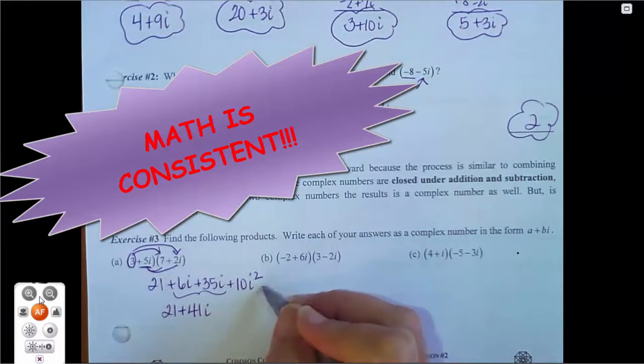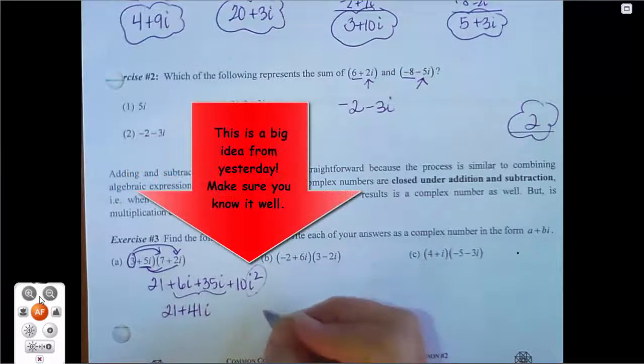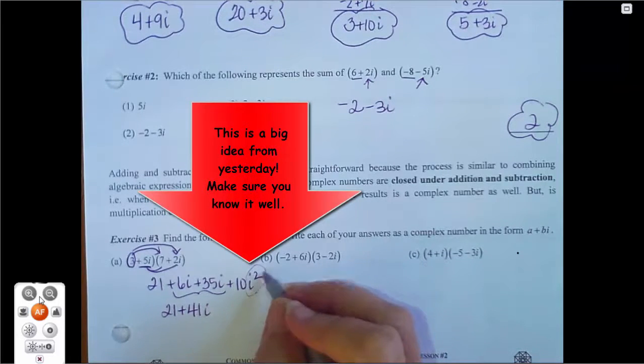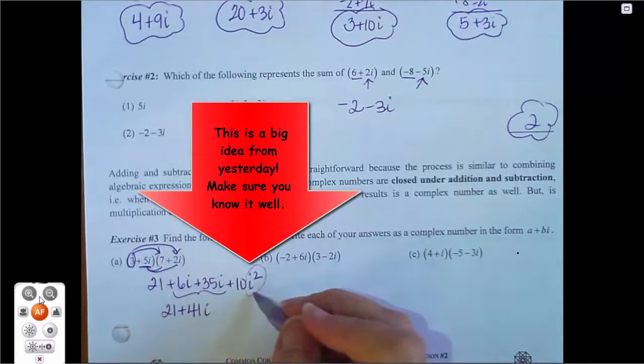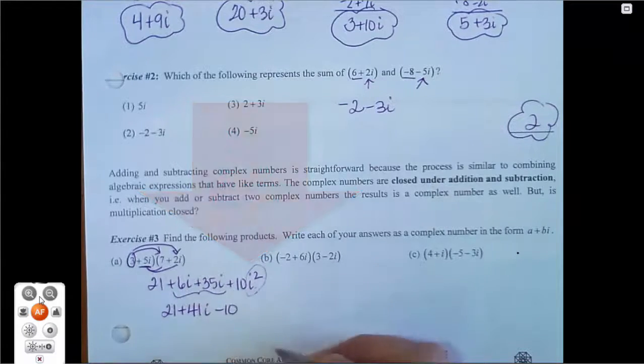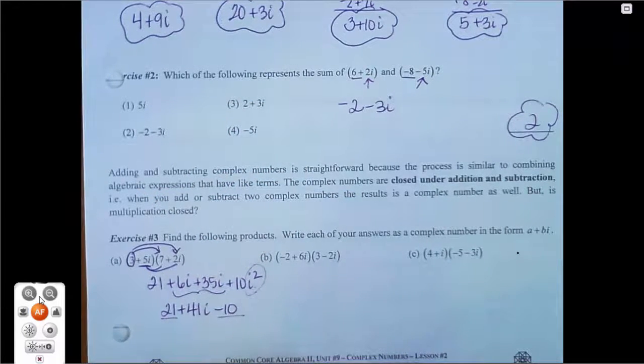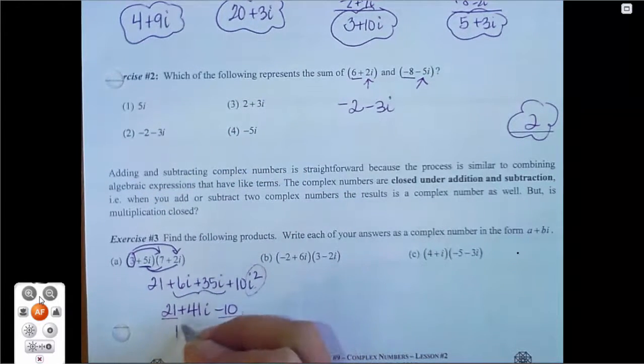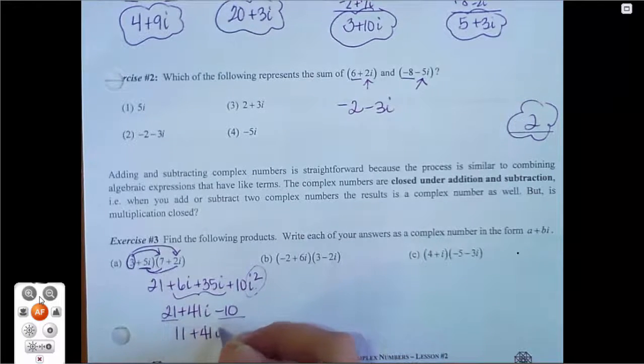And now we need to remember from yesterday that i squared is equal to -1, always. So when we see i squared and we're simplifying an expression, we always want to replace it with -1. So 10 times -1 is -10. And now we can combine these real numbers. 21 minus 10 is 11 plus 41i.